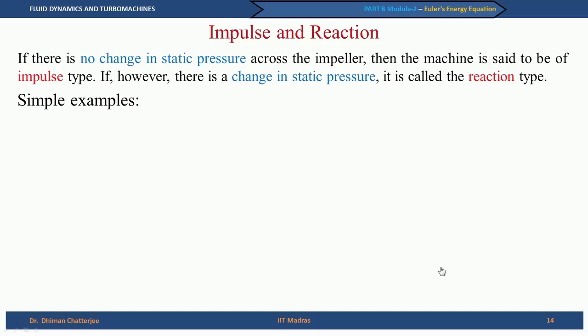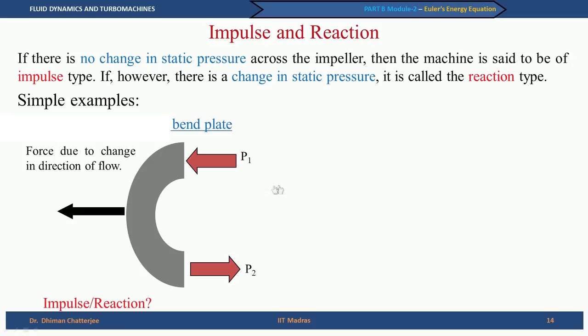So, let us take some simple examples where we can understand these concepts with the help of the fluid mechanics knowledge we have gathered. So, this is the plate, and the flow takes place around this bent plate and leaves. This entire plate is exposed to atmosphere. So, what happens? P1 equals P2, but because of the change in flow direction, there will be a net force. You know that from the conservation of angular momentum. So, this force that is experienced by this bent plate is because of the change in the direction of flow.